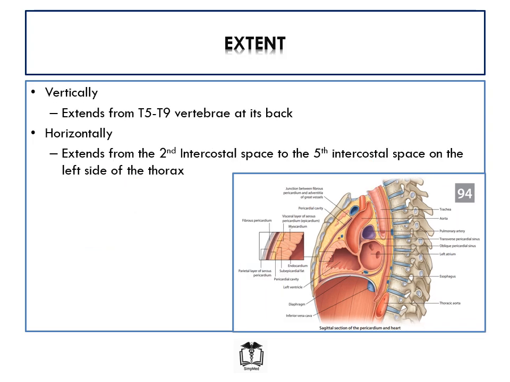In terms of extent, the heart tends to extend vertically from the fifth thoracic vertebra down to the ninth thoracic vertebra. And then horizontally, the heart extends from the second intercostal space down to the fifth intercostal space on the left side of the thorax. So remember that it has more of its structure occupying the left side of the thorax, and it's not necessarily horizontal, it's more oblique. It tends to run obliquely from the second intercostal down to the fifth intercostal space.